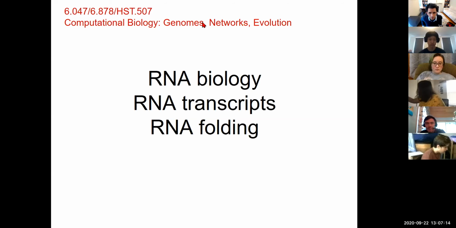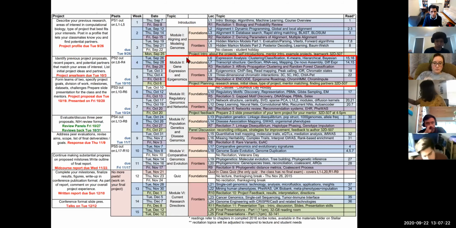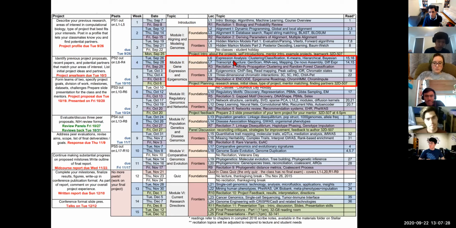All right, welcome everyone. So today's lecture is on RNA biology, RNA transcripts, and RNA folding. So here we are in module 2. This is the second lecture of module 2. In the first lecture, we talked about expression analysis and how to use gene expression levels for clustering, classification. We saw k-means, we saw hierarchical clustering, and we also saw Bayesian inference more generally.